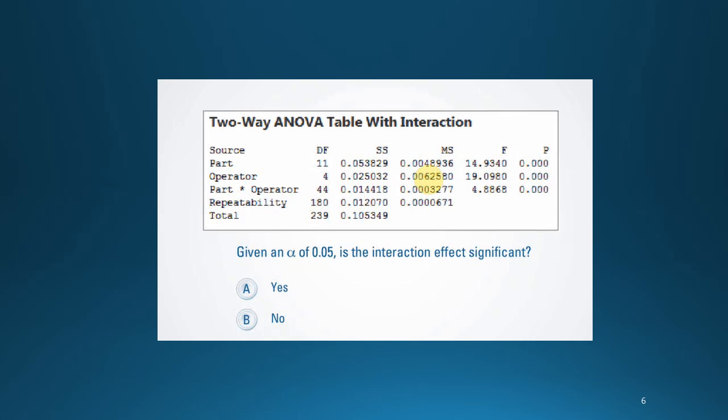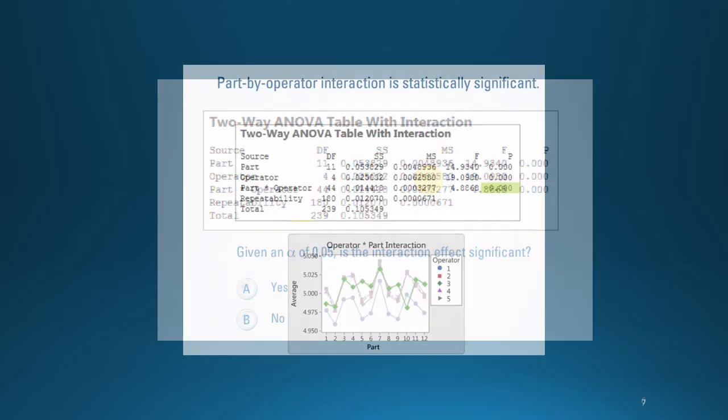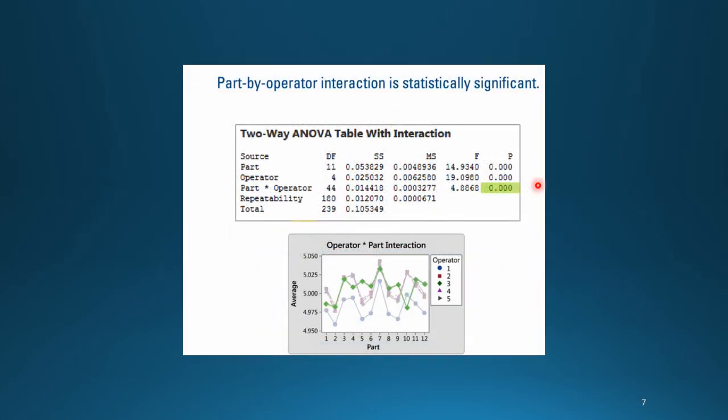We always look at the significance of the part by operator interaction effect first. Given an alpha of 0.05, is the interaction effect significant? We see the p-value is less than alpha, so the results are statistically significant. Here the p-value is 0, which is less than 0.05, so the part by operator interaction is statistically significant.